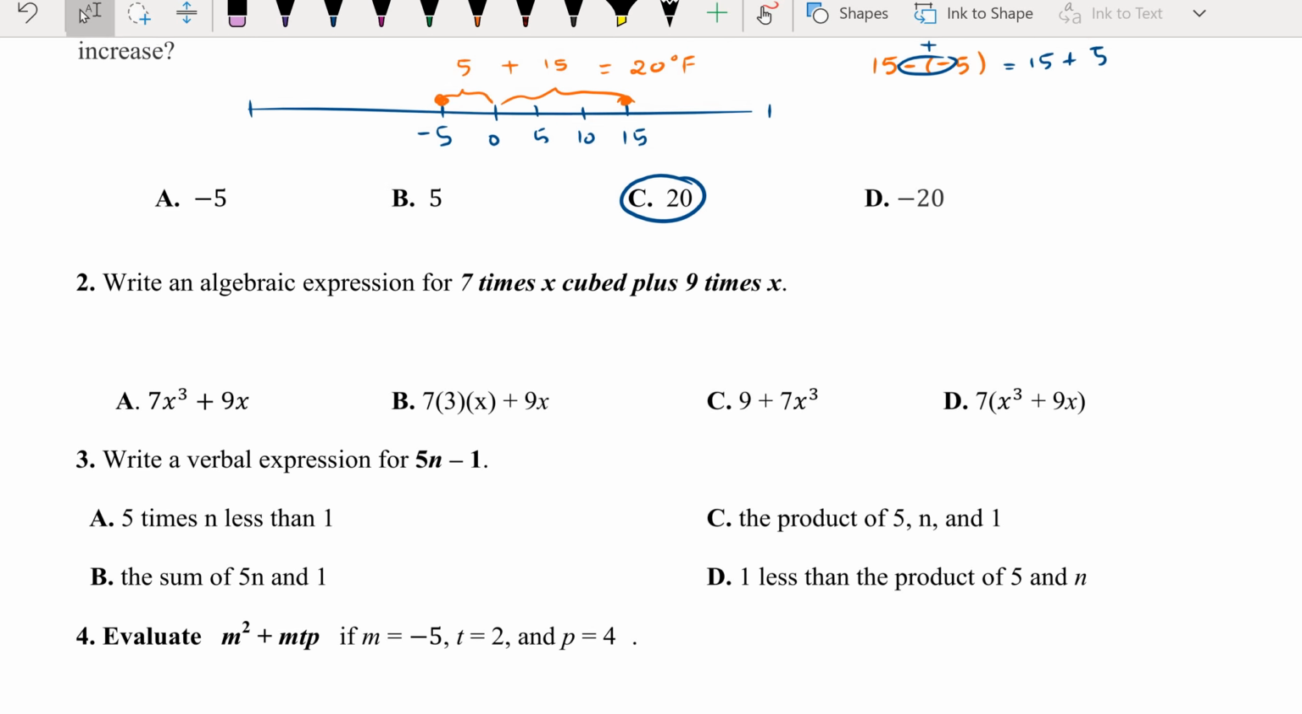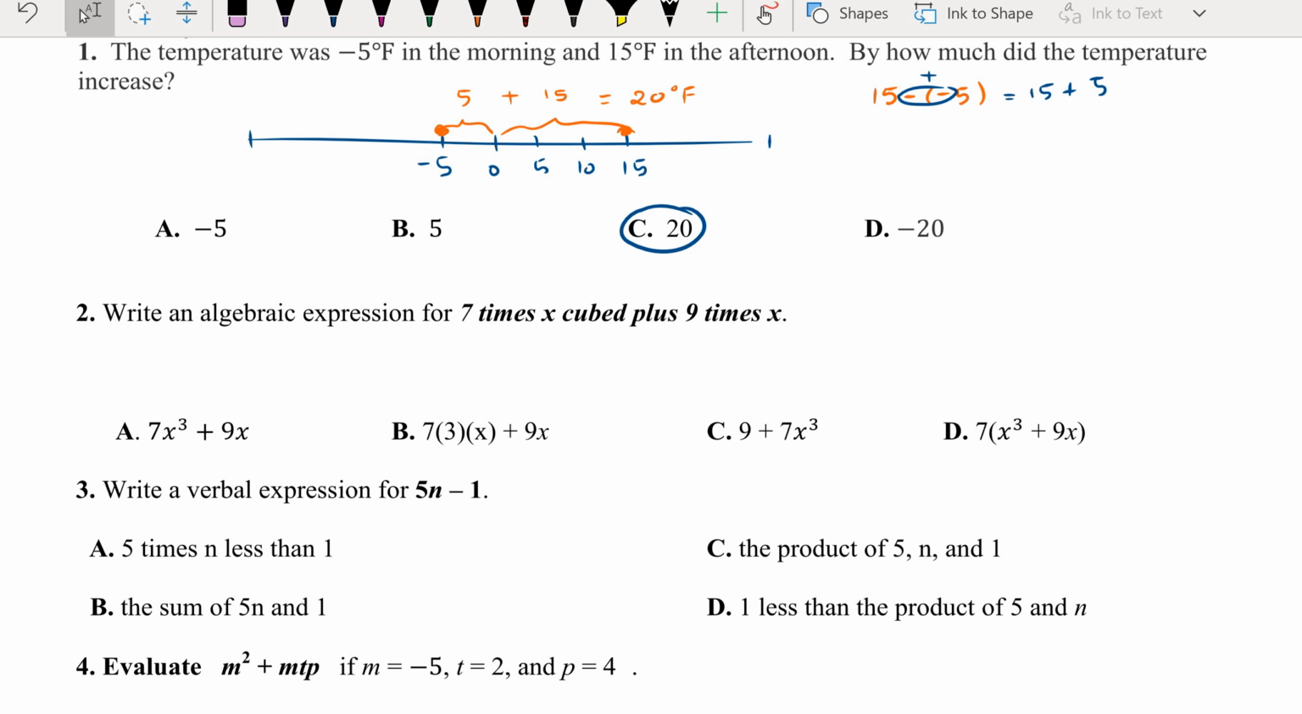Number 2, write an algebraic expression for 7 times x cubed plus 9 times x. So 7 times x cubed is 7 times x to the third power, plus 9x. 9 times x is 9x. So if I rewrite this, it's just 7x to the third power plus 9x like this. So the answer for this is going to be A.